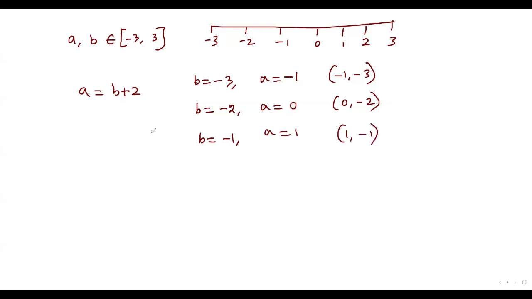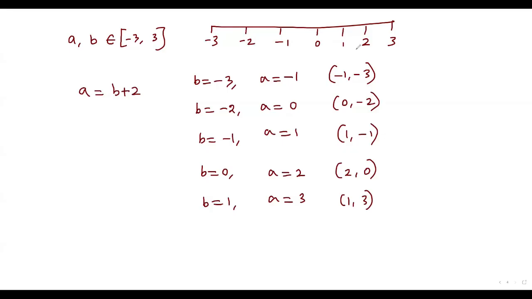Let me take the next value 0 for b over here. So b equals 0. Then I'm getting a equals 2. Then I'm getting 2 comma 0. Okay, now let me take the next value 1 for b. Then I'm getting b equals 1. Then a equals, when I take b equal to 1 positive 2, it is 3. Then I'm getting 1 comma 3.